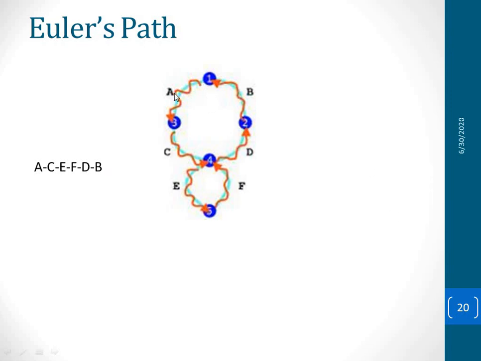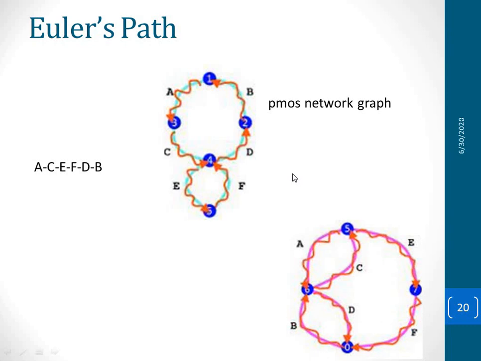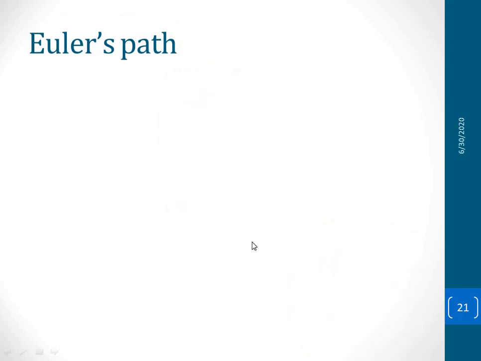You can see here it started with A, C, E, F, D and B. Okay, so it is passing only once. Similarly, this also A, C, E, F, B and D, D B or B D.